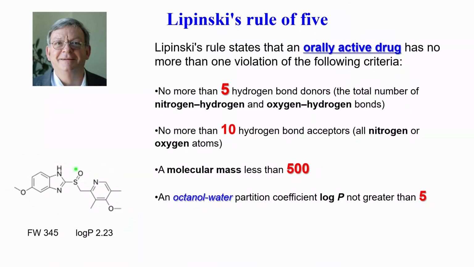Example of good drug, omeprazole, formula weight 345, less than 500. We have 1, 2, 3, 4, 5, 6, 7 possible acceptors. We have one donor, less than 5, and octanol water partition coefficient is reasonably big but much less than 5. So it's a good example of orally available drug.